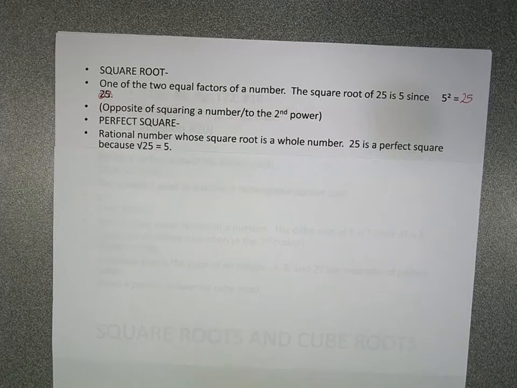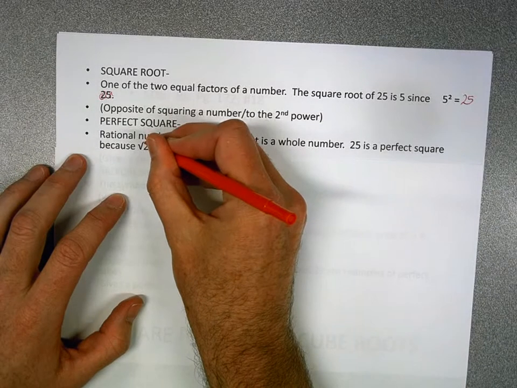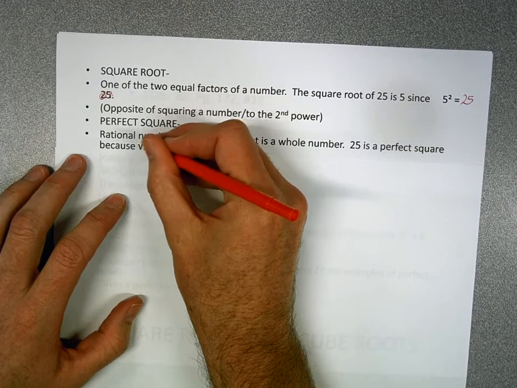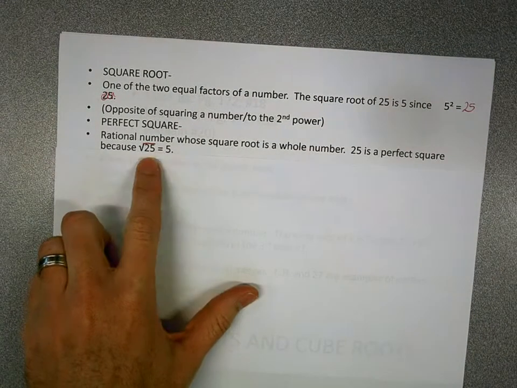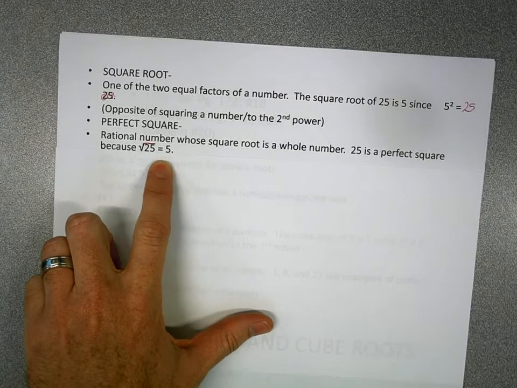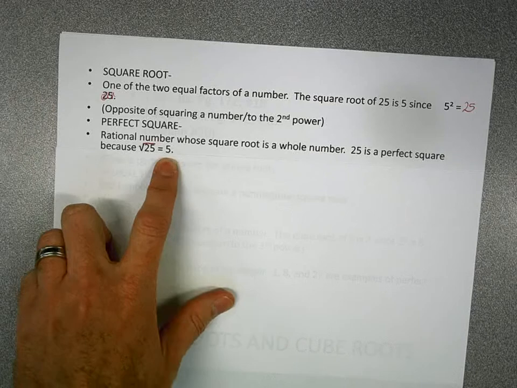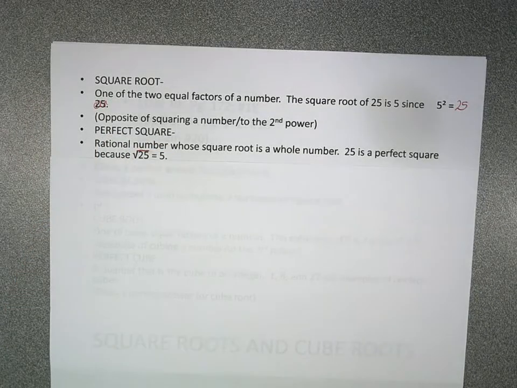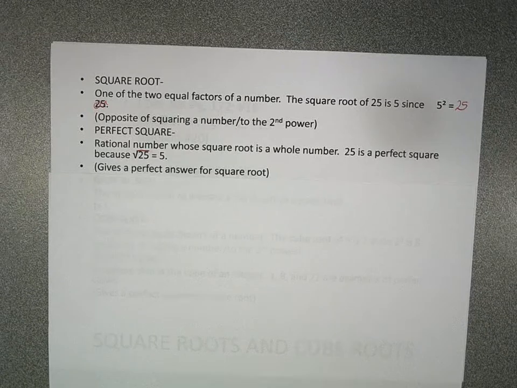So, for example, 25 is a perfect square because of the square root of 25. You will see the square root look more like this. It almost looks like a division sign with a little tail up front. The square root of 25 is exactly 5. Because it has a nice answer of just an integer, that's what they call a perfect square. It gives a perfect answer for a square root.